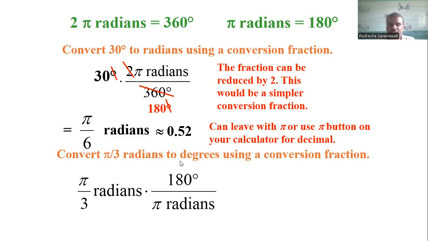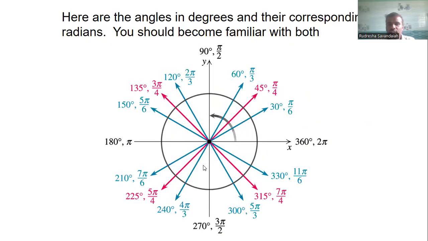Convert 5 pi by 3 radians to degrees using the conversion fraction: 5 pi by 3 radians times 180 degrees by pi radians. Again, look at the initial stage, from 0 to 30. Pi is equal to 180 degrees. This pi symbol indicates 180 degrees. Pi times 2 is 360 degrees.